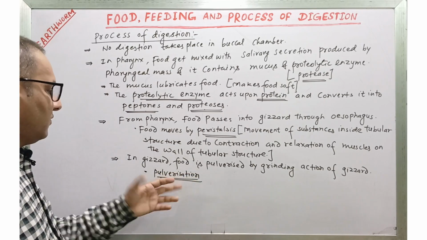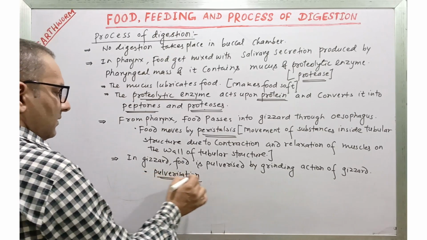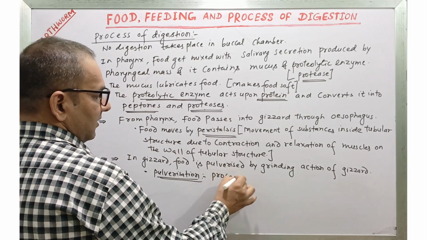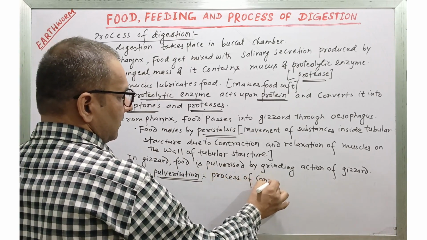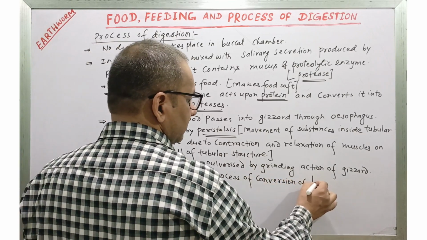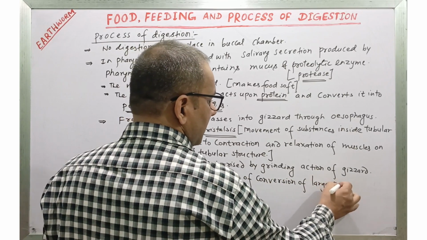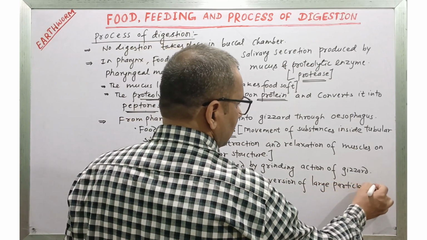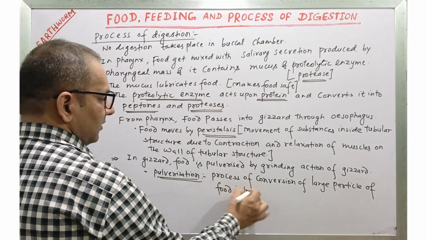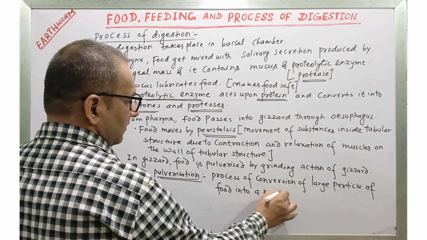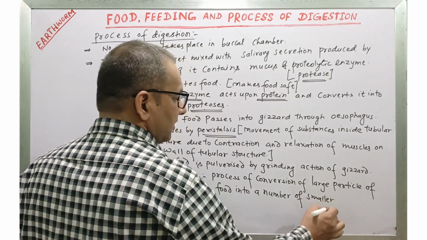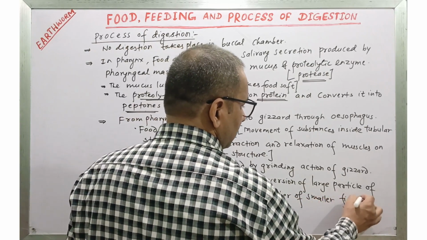In place of S, you may write Z. So, what is pulverization? It is the process of conversion of large particles of food into a number of smaller fine particles.